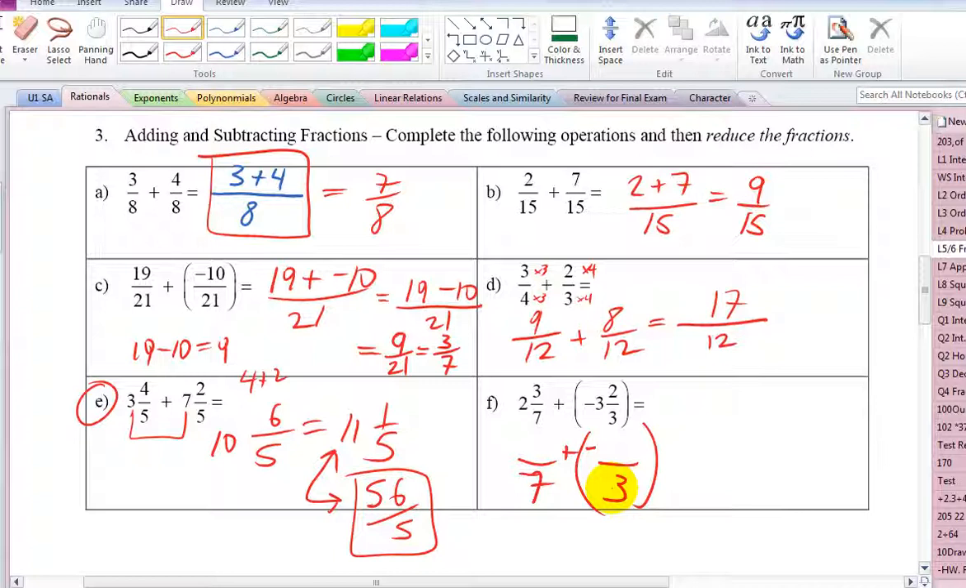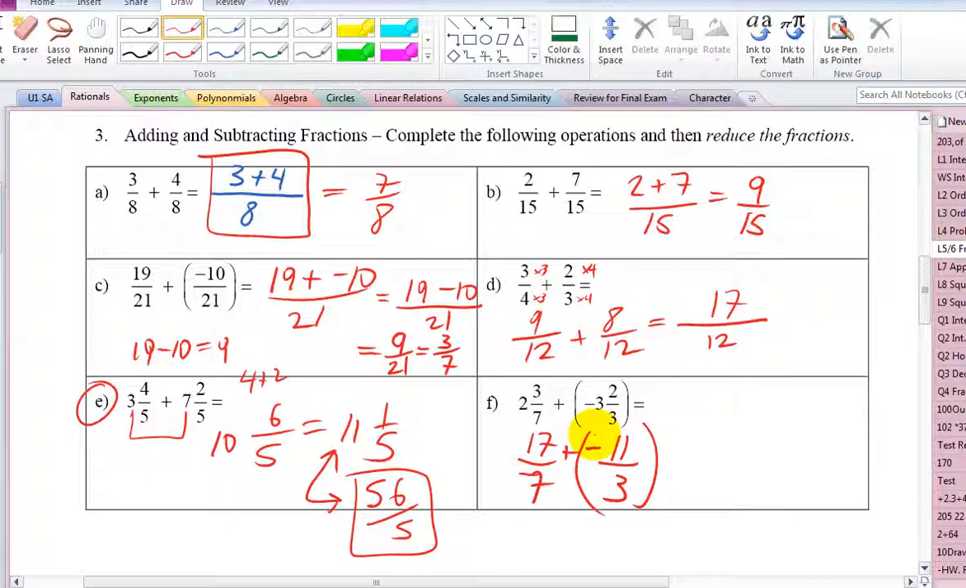Keep it there for now. Okay. So this one should be 17 over 7. 2 times 7 is 14 plus 3. The second one would be 3 times 3 is 9. 9 plus 2, 11. So overall, though, it's a negative 11 over 3.